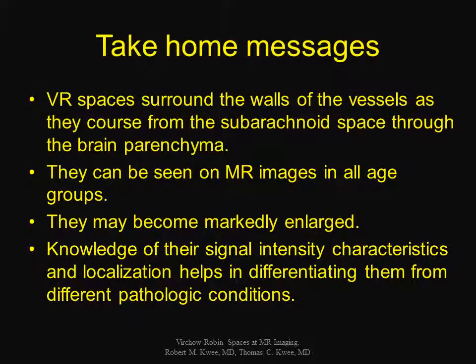Take-home messages. Virchow-Robin spaces surround the walls of the vessels and they cross from the subarachnoid space through the brain parenchyma. They can be seen on MR images in all age groups. They may become markedly enlarged. Knowledge of their signal intensity characteristics and localization helps in differentiation from the different pathologic conditions.